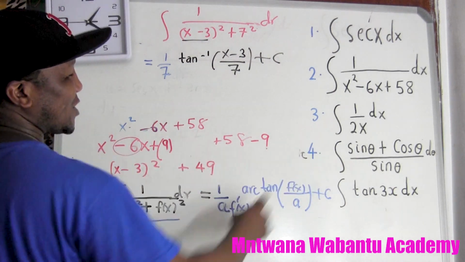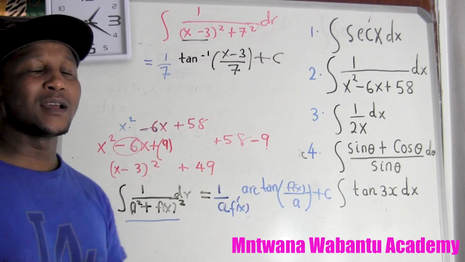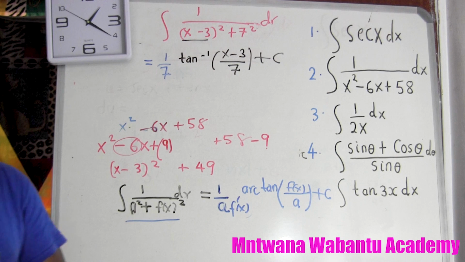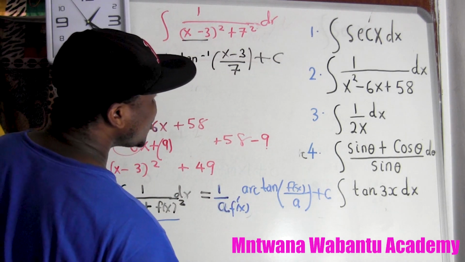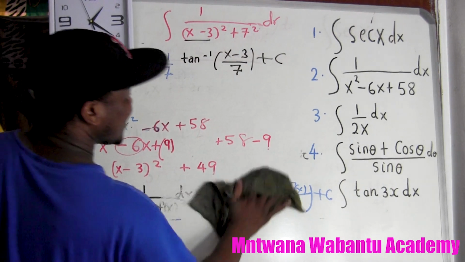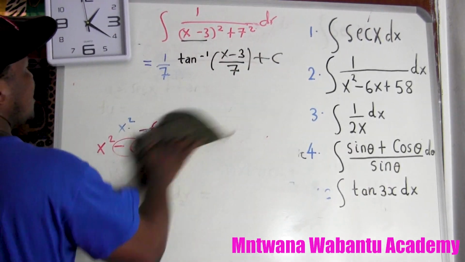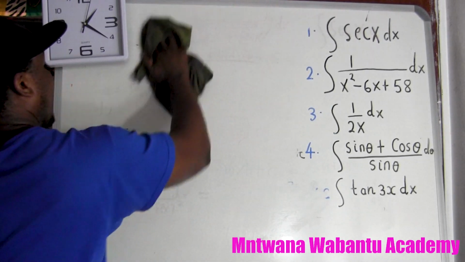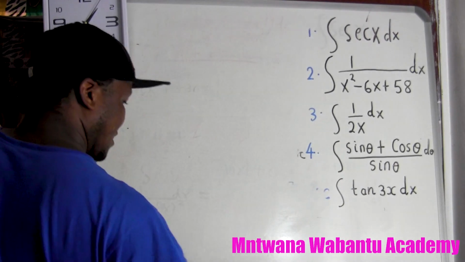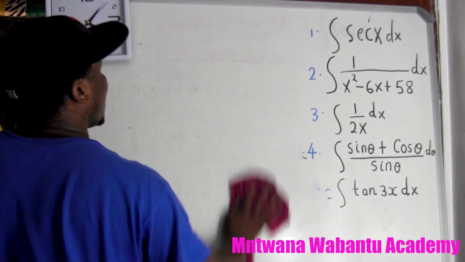Okay, now let's go for this one. Let me predict this one. This is going to be theta plus ln of sine. Let's go. That's my prediction.